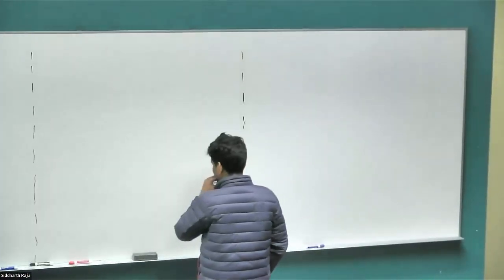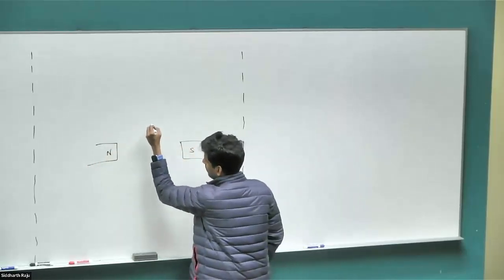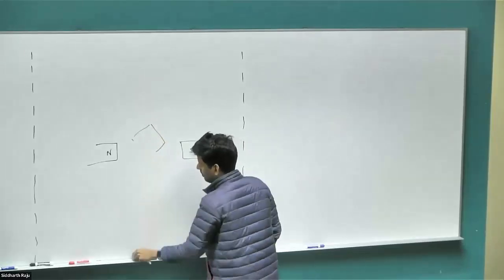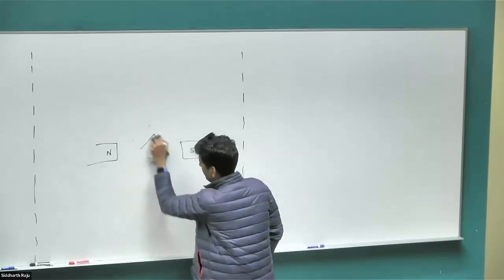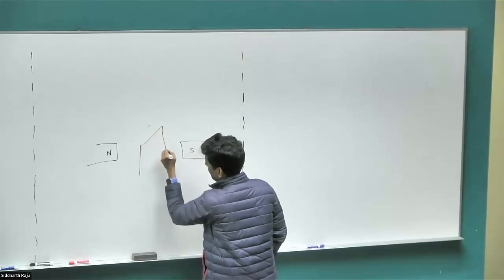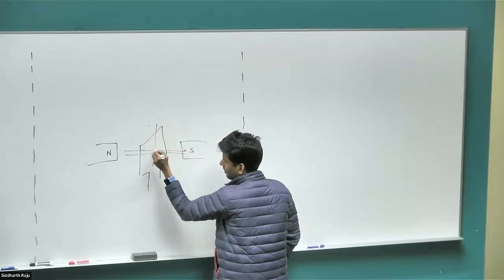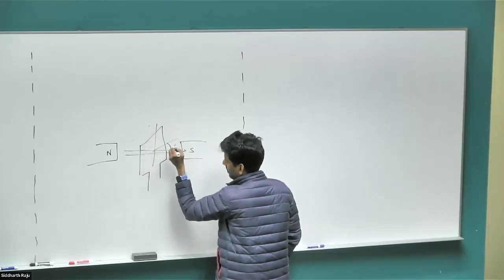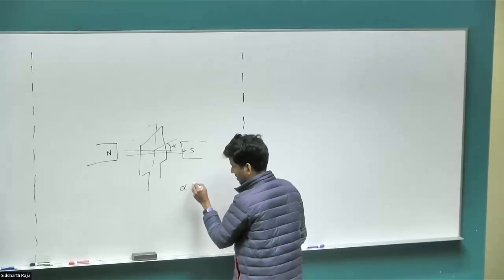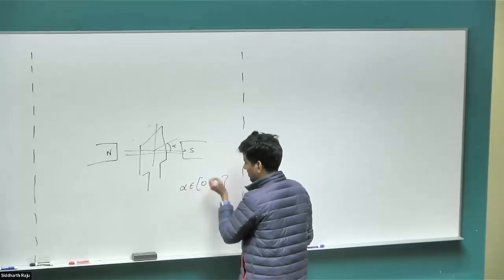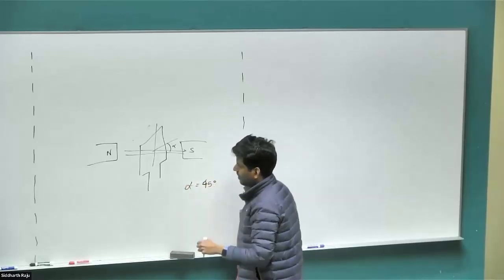So let's say, move to the south. Can't even visualize how to draw in 3D. Okay, this coil is at some angle alpha, right? And let's say this alpha is between 0 to 90 degrees. Let's just give it a number. Let's say alpha is at 45 degrees, right?